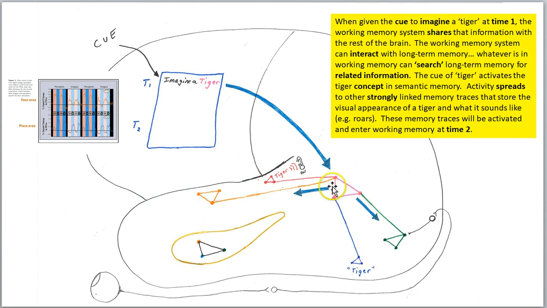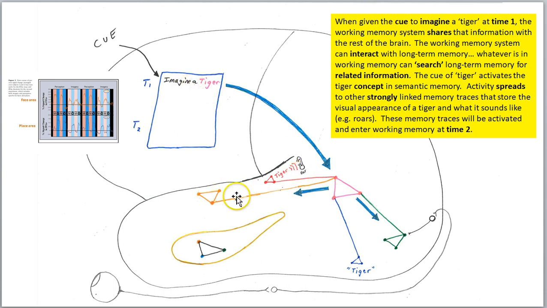And when those neurons are activated, they will then correspondingly activate other memory traces that are linked to the concept. So I can activate what a tiger sounds like, and I can activate what a tiger looks like. And when these memory traces are activated, then we're going to be retrieving what a tiger looks like and sounds like, and that information will enter into the working memory system. So in a sense then, the working memory system is able to interact with long-term memory. It can search long-term memory for relevant information that is related to the content of working memory.